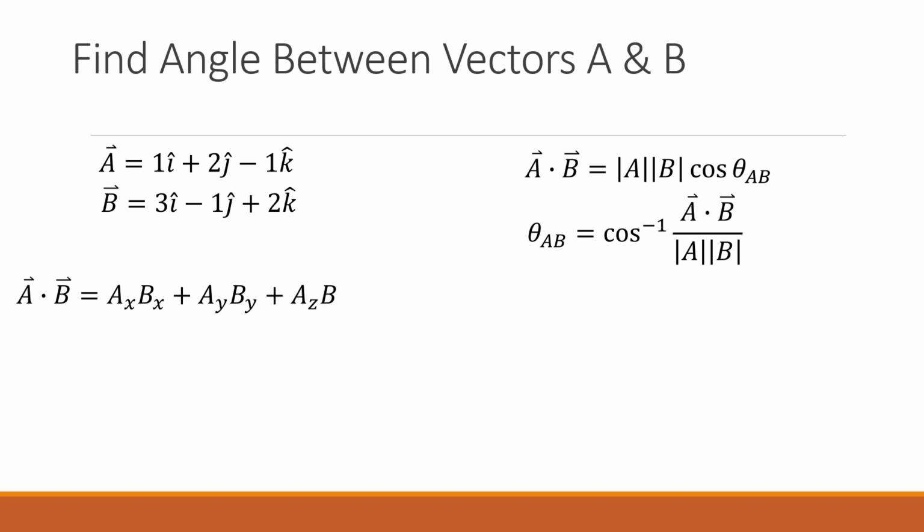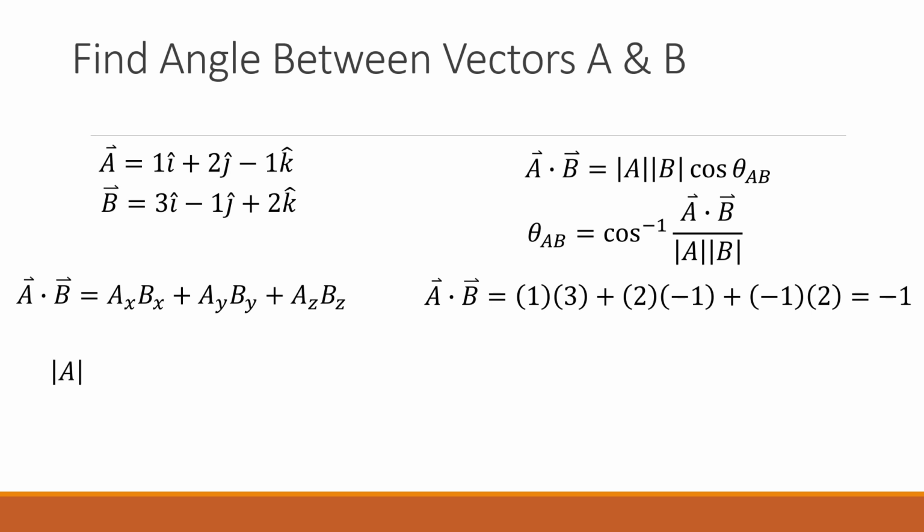So in this case, the dot product between vector A and vector B is 1 times 3. Those are our i components multiplied together, plus 2 times negative 1. That's our j components multiplied together, plus negative 1 times 2. That's our z components multiplied together. So in this case, that dot product ends up being negative 1.